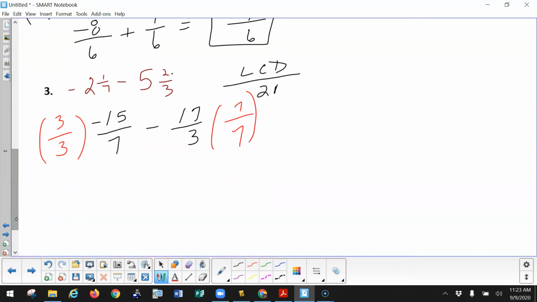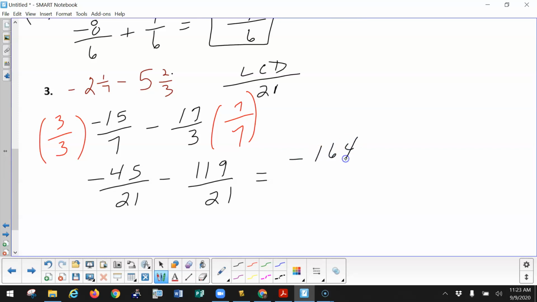Go ahead and do the multiplication. 3 times -15 is -45 over the 21. 17 times 7 is 119 over 21. And now we are ready to add or subtract. So it's -45 minus 119 is -164 over my common denominator of 21.